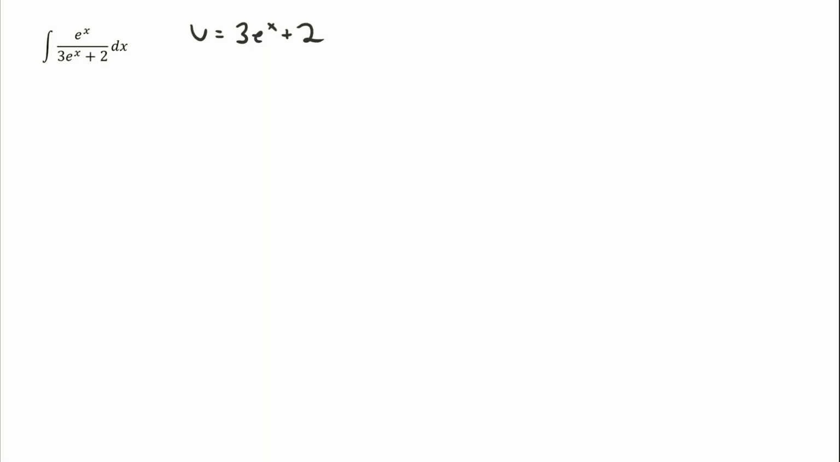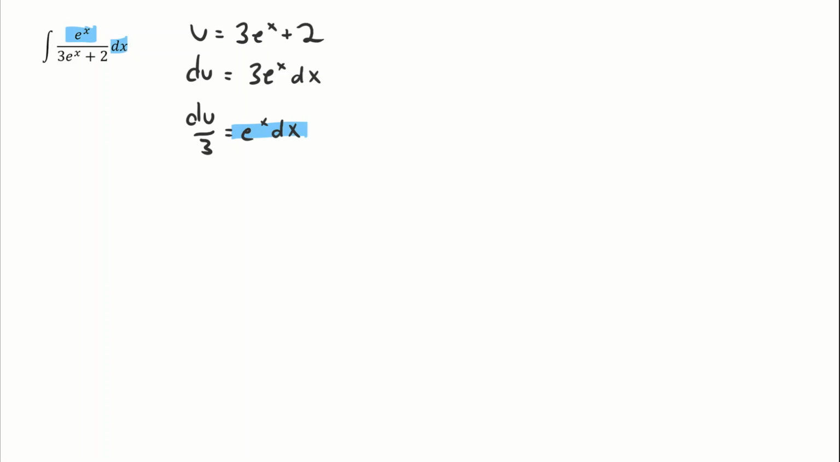So I let u equal 3 times e to the x plus 2. Take the derivative, and I get 3 times e to the x. Derivative of 2 is 0. So we are right here. Well, that's not exactly what I have, but I can deal with that constant of 3. I just divide both sides by 3, and I end up with du divided by 3 is equal to e to the x times dx.